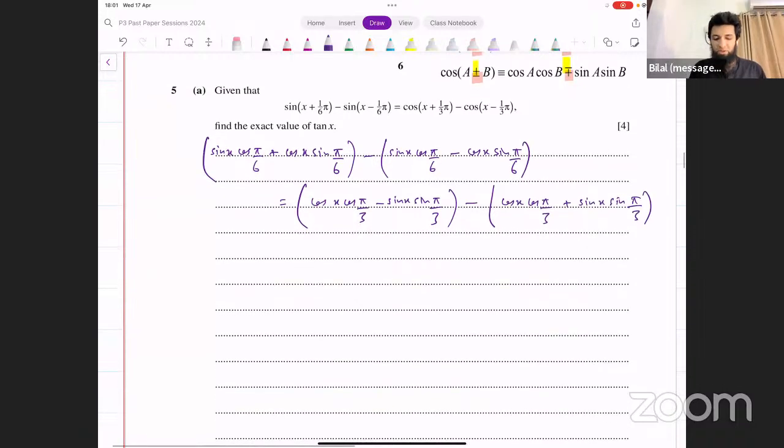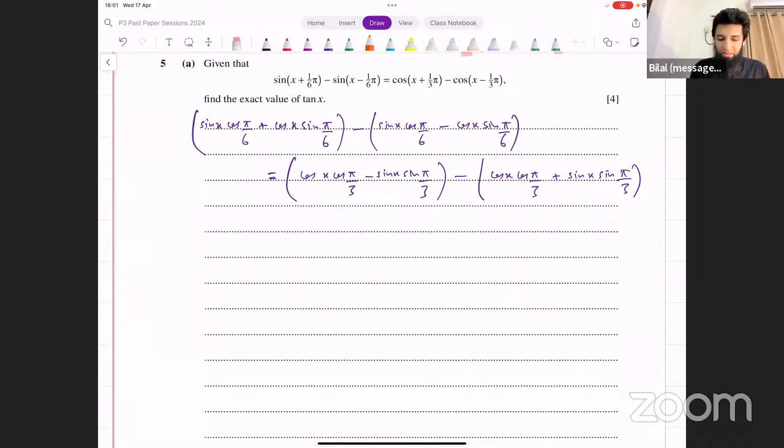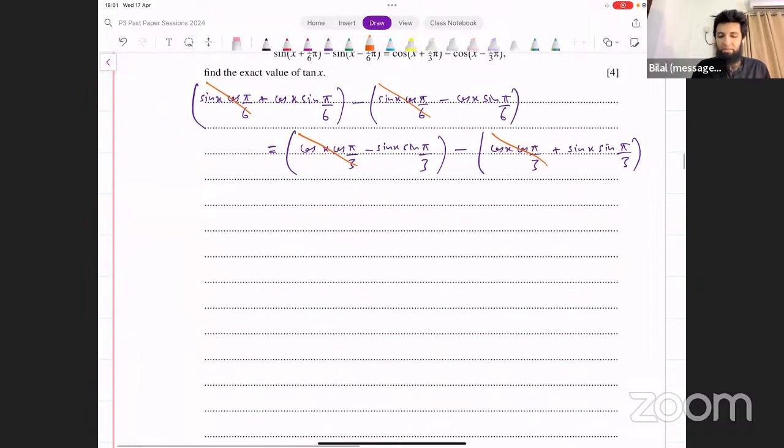Okay, now that we've done these expansions, now let's simplify them. You see there's a minus sign in between. What happens is this whole term and this whole term, they get cancelled. And similarly, this whole term and this whole term, they also get cancelled on the right side. Now, what are we left with on the left side? Cos x into sine pi over 6 minus cos x into sine pi over 6. What does that become? Cos x sine pi over 6 plus cos x sine pi over 6.